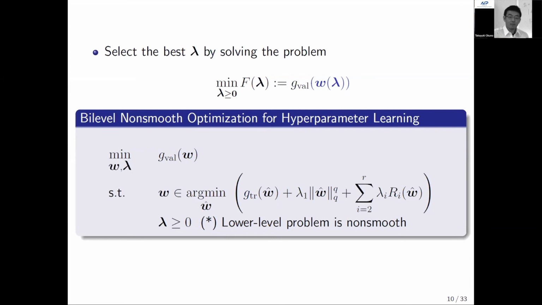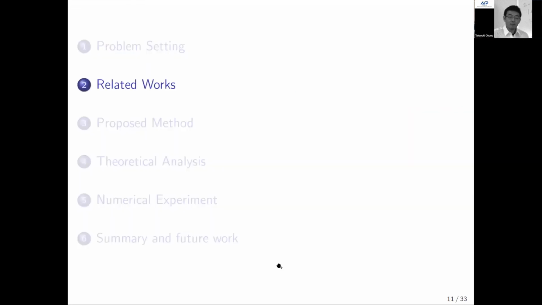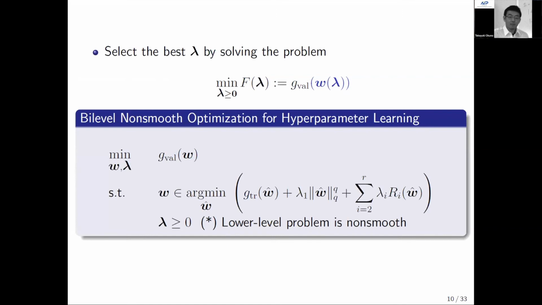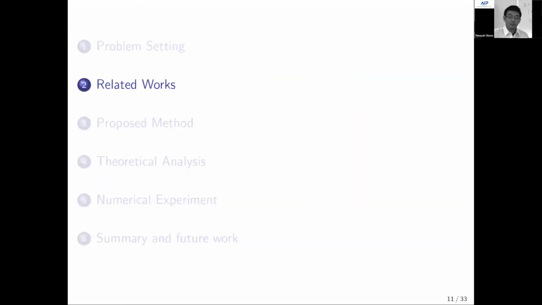Okay. So the bilevel optimization problem has a long history, and there are abundant optimization theories and algorithms, but such algorithms are not designed to solve this kind of problem, because this problem has an Lq regularizer. So existing bilevel optimization algorithms cannot solve this problem. So our target is to solve this problem. Okay. Next, I want to explain our algorithm. But before that, let me introduce some related works on bilevel optimization.